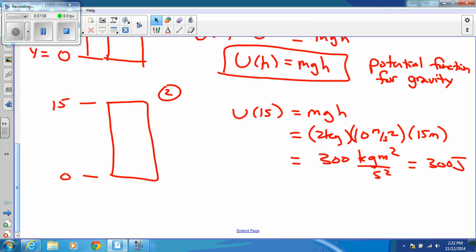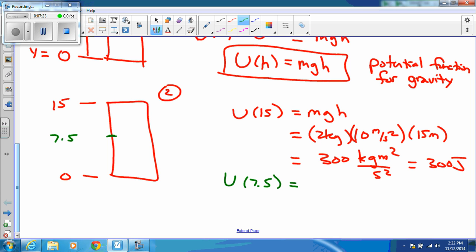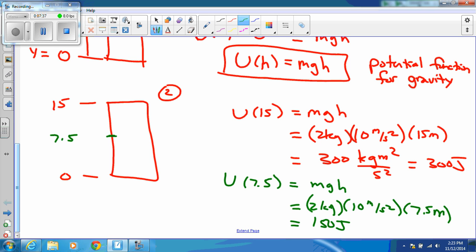Yep, that's right. What if I asked about the potential energy halfway down the building? Well, where is halfway down the building? 7.5. 7.5, that's right. So the potential energy at 7.5 is also mgh, but this time for h we'll use 7.5. And I think it will come as no surprise to you that that works out to 150 joules, or exactly half of what we had at the top, right?